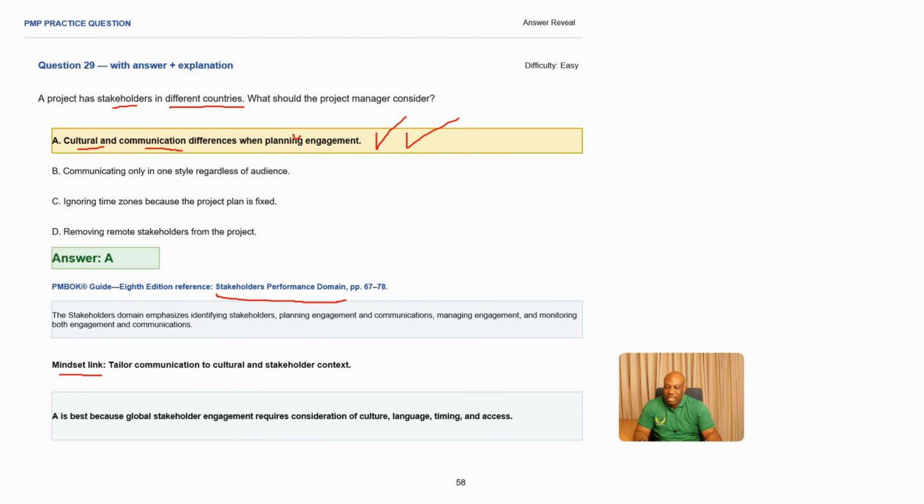And the mindset that we're using here: you need to tailor communication to cultural and also stakeholder context. Communication cannot be one size fits all. It has to be tailored based on the culture and also the different countries that we are considering for these stakeholders. Making A the best answer because global stakeholder engagement requires consideration of culture, even language, timing, and also even access to those stakeholders. Making A the best answer.